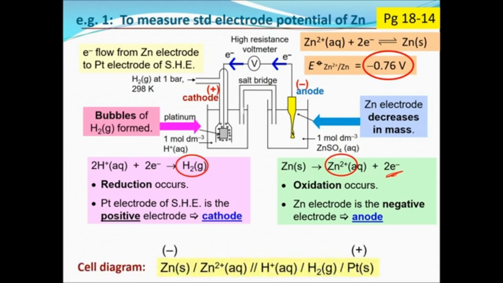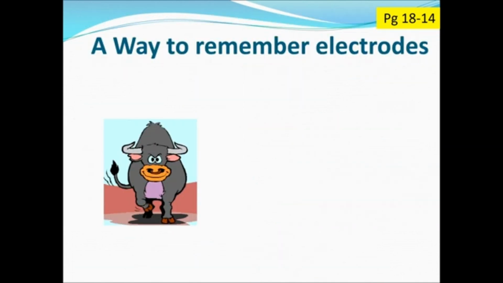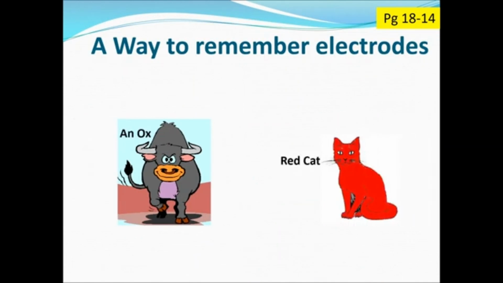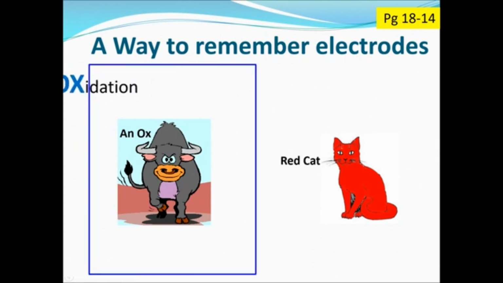Written in your notes also, you have the cell diagram. Again, I'll explain in a bit how this is written or why it's written in such a manner. But at this stage, we'll just take it as a cell diagram to represent this as well. Okay. On the next slide, I'm going to try and explain to you how to remember naming of the electrodes. So as written in your notes, you see the An Ox and Red Cat.